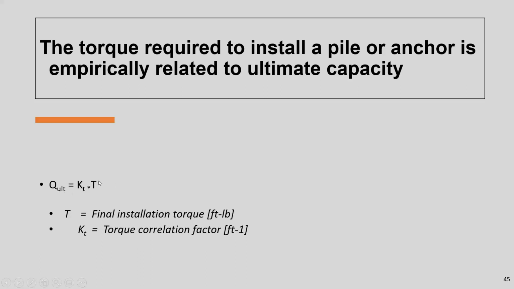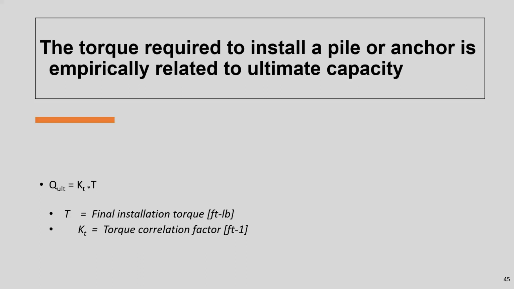If you have the final installation torque, let's say you install a pile to 25 feet deep, you measure the torque at 25 feet, that's the final installation torque. You multiply it by that KT value, and you have the ultimate pile capacity of that pile. That's how to use the torque correlation.